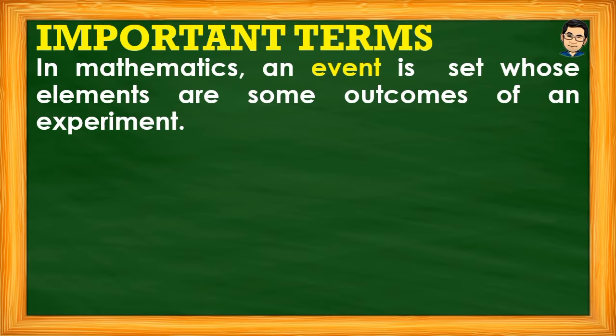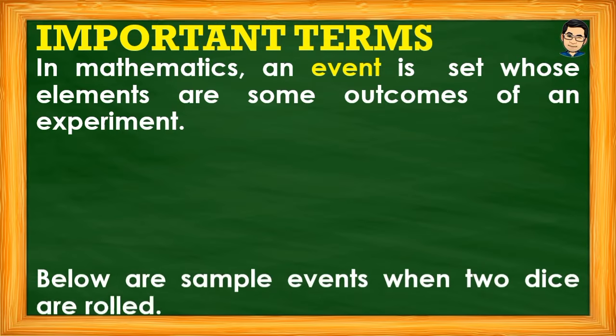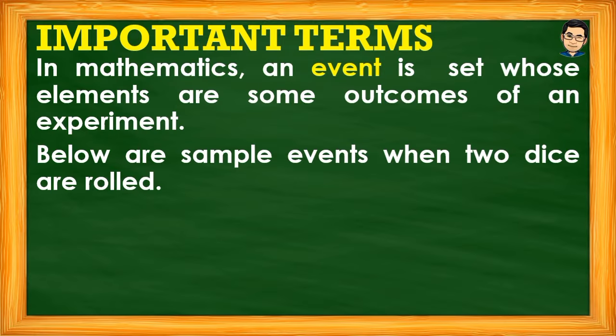Next, in mathematics, we also have event. So, dinefine na natin yan dun sa union and intersection of events. So, an event is a set whose elements are some outcomes of an experiment. Okay, so makikita natin, makukuha natin yung mga events na yan dun sa mga outcomes ng ginawa nating or gagawin nating experiment. Like for example, below are sample events when 2 dice are rolled. So, ayan. So, halimbawa, 2 dice, ni-roll sila. So, ito yung mga simple or sample events na pwede nating kuhanin dun sa experiment na yon.